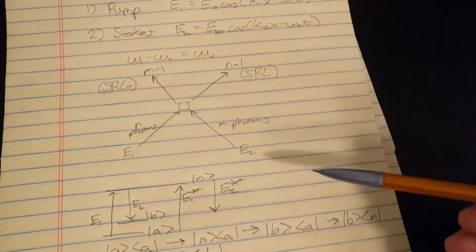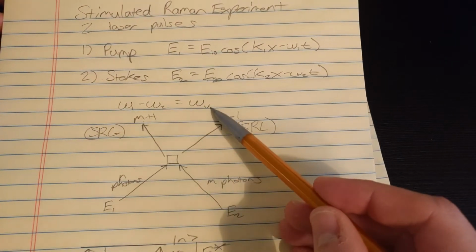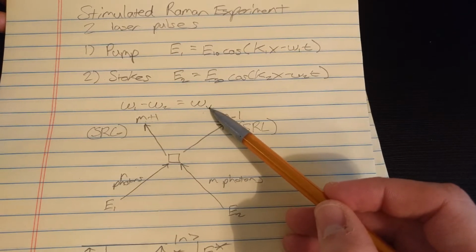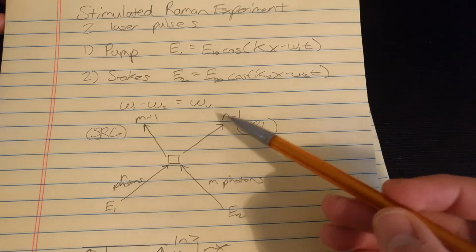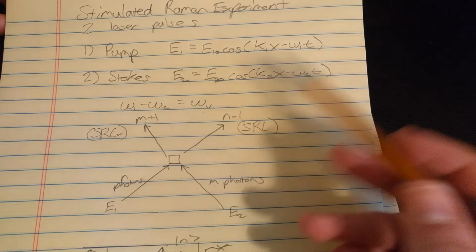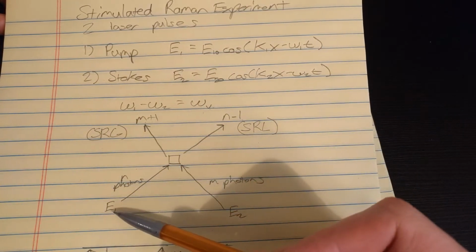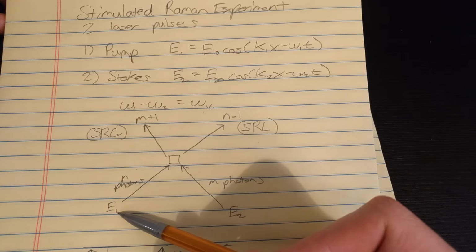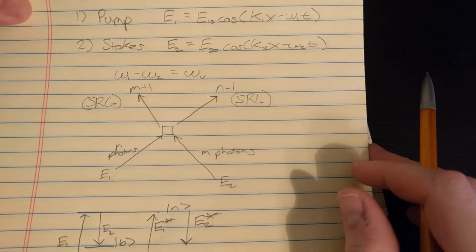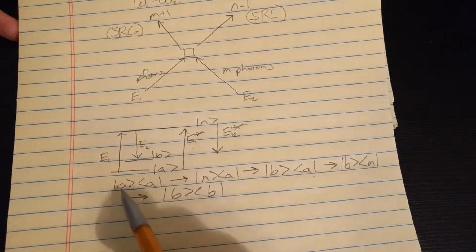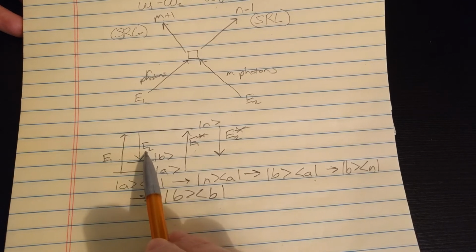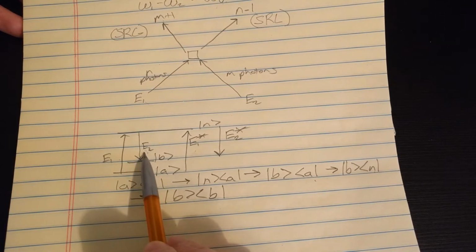And here I said the difference between your frequencies has to be your vibrational frequency of interest. Now what if you don't know your vibrational frequencies of interest and you're just trying to get a Raman spectrum? Well, you could do spontaneous Raman, but you want to do stimulated Raman because stimulated Raman gives a whole heck of a lot better signal to noise. And notice that the difference between stimulated and spontaneous Raman is that in stimulated Raman, you provide the E2 field, whereas in spontaneous Raman, the vacuum provides the E2 field.